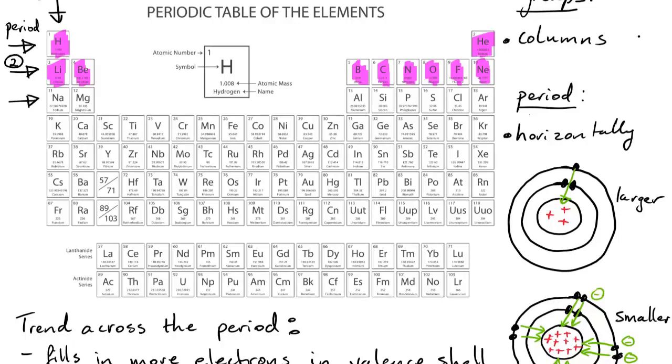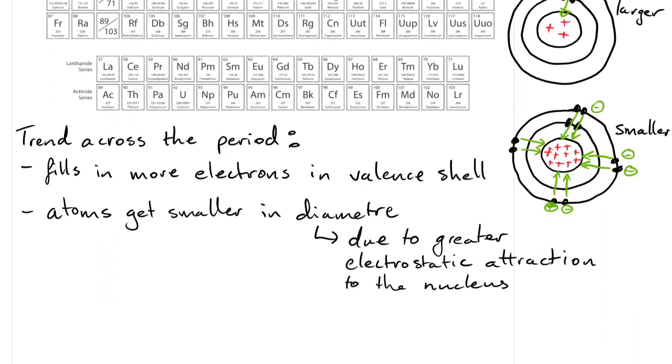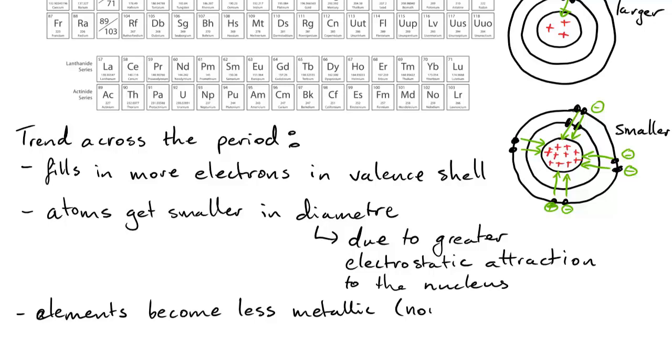Now, another thing that happens when you go across the period is that atoms, or elements, I'll start writing elements, become less metallic. They actually become nonmetals.